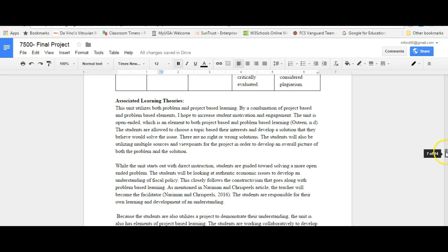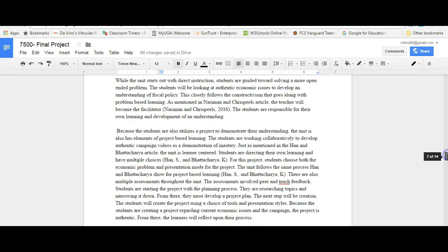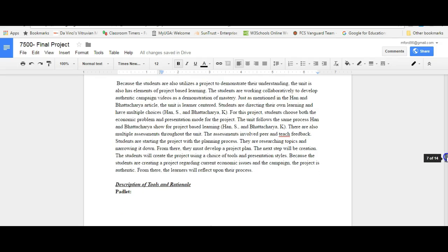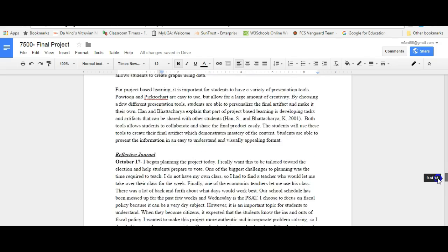And then project-based worked really well because I wanted them to have something at the end to demonstrate their mastery that was also very authentic and driven by choice, which goes right along with project-based learning. So they went through all the different steps of developing a project as well as solving a problem. So overall, I felt like this unit went really well.